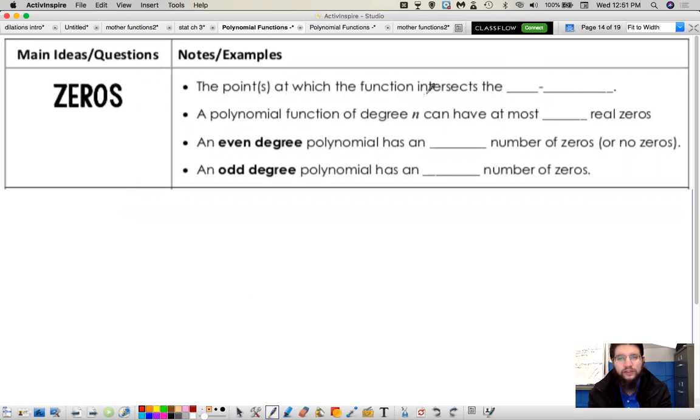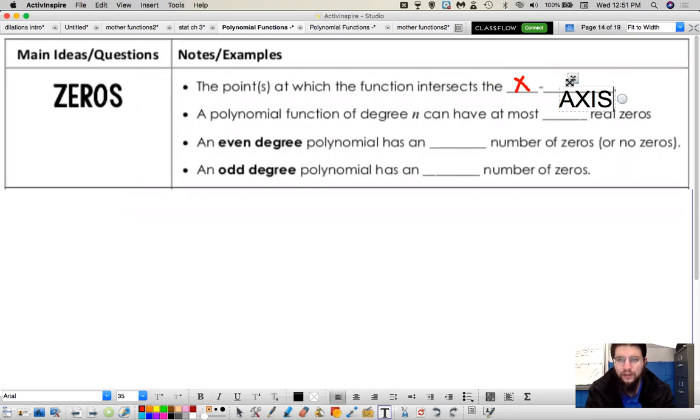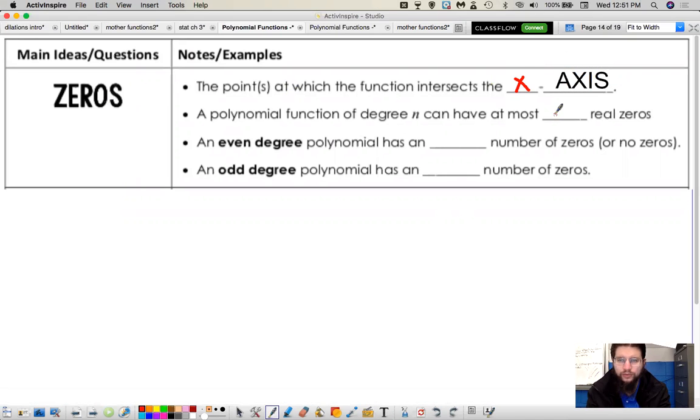So the points at which the function intersects the x-axis, that's what we're looking at. That's a zero, root, solution, same thing. A polynomial of degree n can have n real zeros at most. Could have fewer, but at most it can have is whatever its degree is.